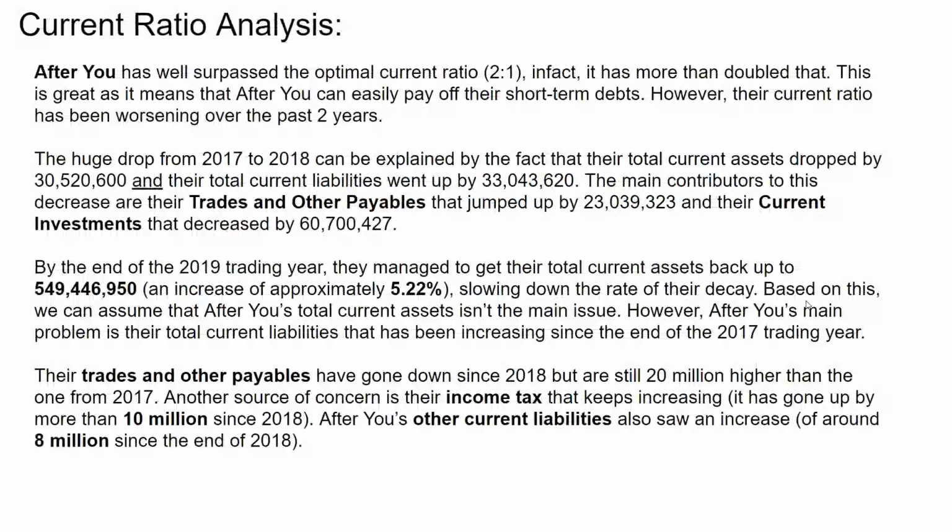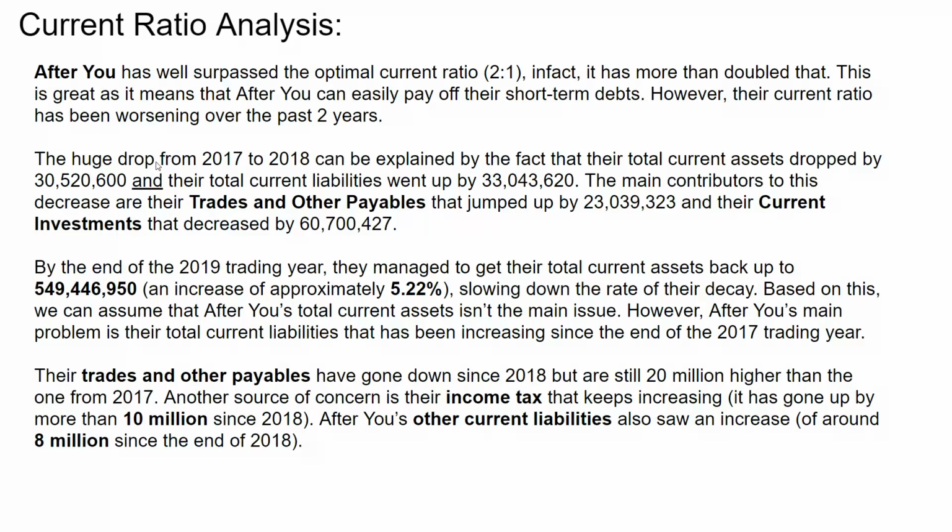So for the current ratio analysis, AfterYou has well surpassed the optimal current ratio, which is 2 to 1, and it is even more than double that. And this is great for AfterYou because they can easily pay off their short-term debts. However, the current ratio has been worsening over the past 2 years, as we saw in the table earlier.